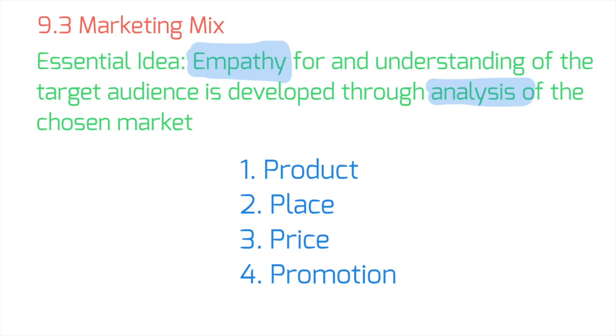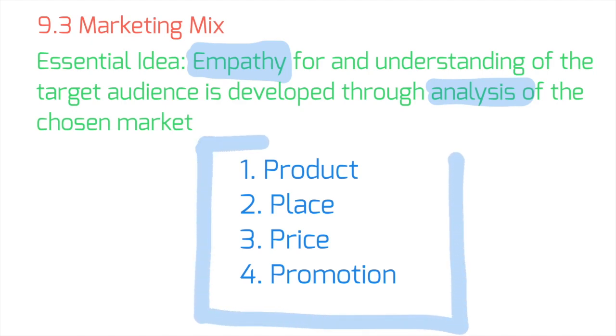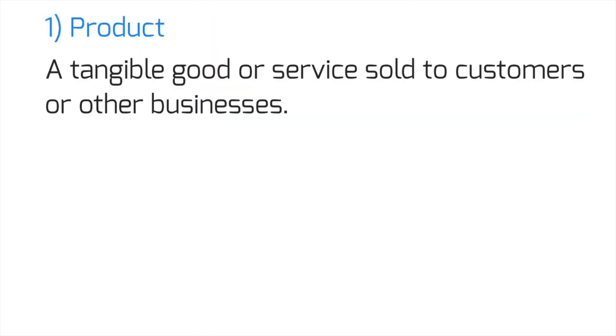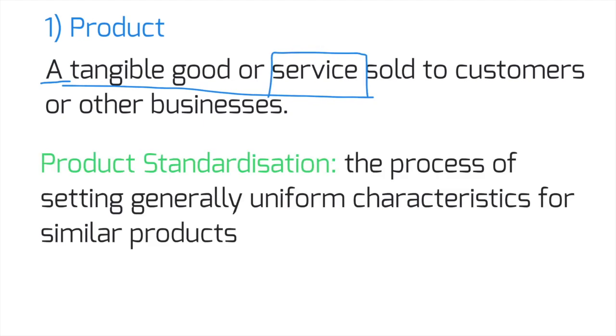So these are the subtopics that we will be covering today, which is obviously product, place, price, and promotion. And whoever takes business in the IB might be very familiar with these. So product is one of the 4Ps, and it's a tangible good or service that is sold to customers or other businesses. I think what's important to remember is that products are not only things you touch, but they can also be services.